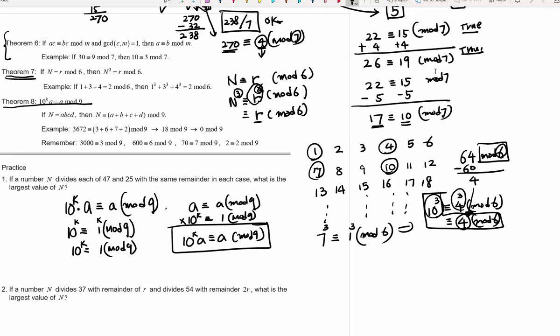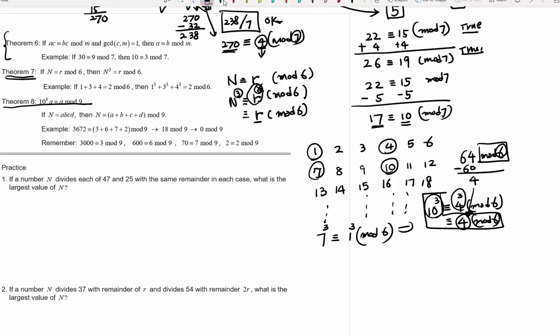So now we're going to start some practice questions. Now let's do this one. I'm going to delete this one. Number one: a number n divides both 47 and 25. This number is a divisor, a modulus. So they have the same remainder. The remainder is less than n. That's the meaning.